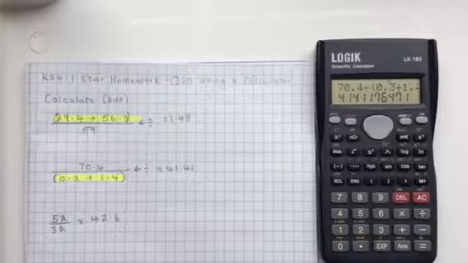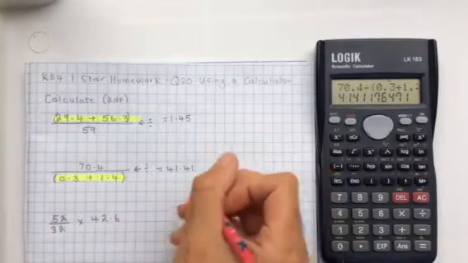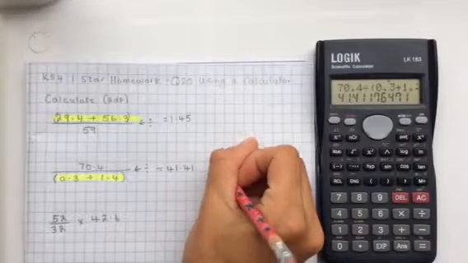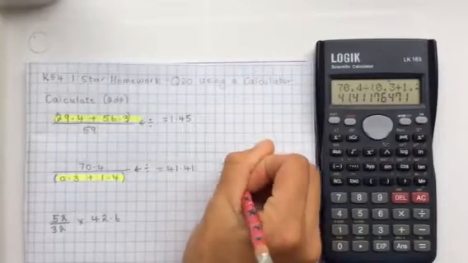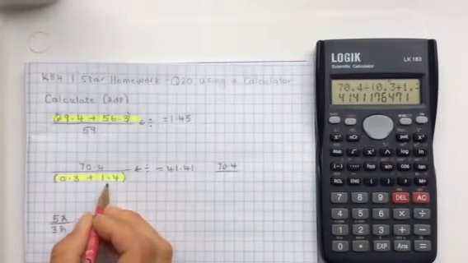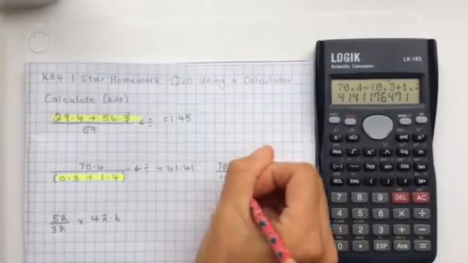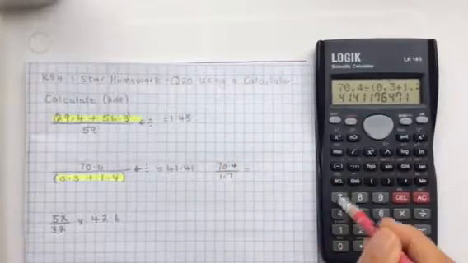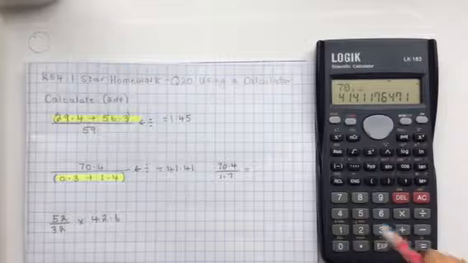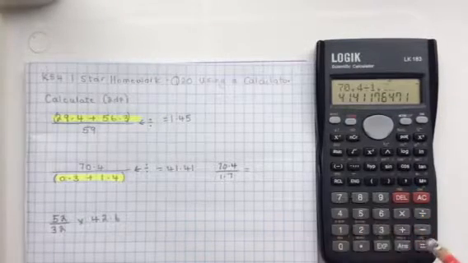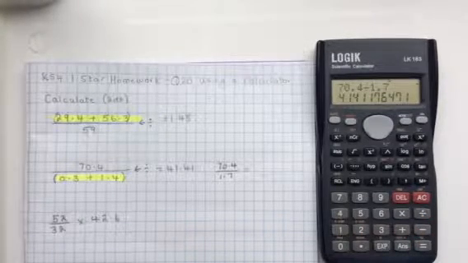If you did choose to work out what the bottom was first, you'd have a sum that would be 0.3 add the 1.4, which would give you 1.7, and then we do the sum in the same way. 70.4 divided by 1.7 gives us exactly the same answer.